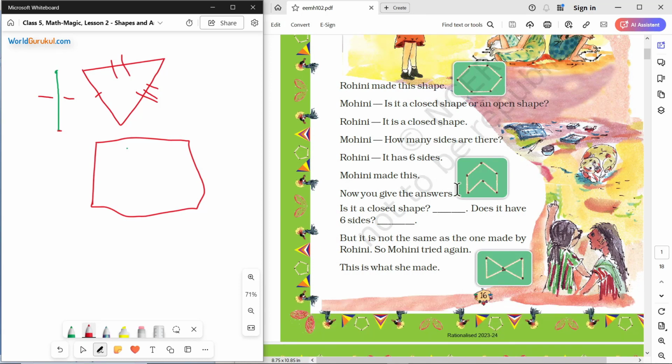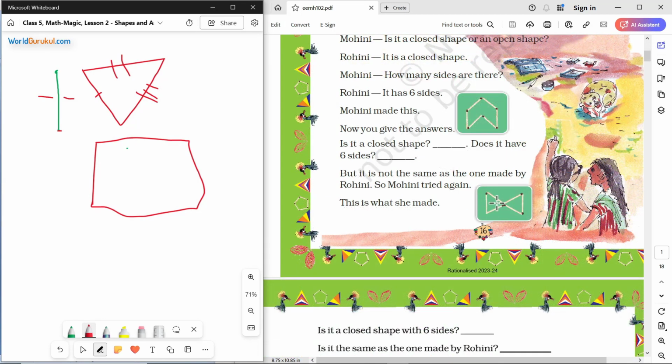And Mohini made another shape. Look at the shape. That is again with 6 matchsticks. Can you name this? Not sure, but it looks like a hut, right? Can you tell whether this is an open shape or closed shape? This is a closed shape. You see all the sticks are touching end to end, right? How many sides are there? It's again made with 6 matchsticks. So this is having 6 sides.